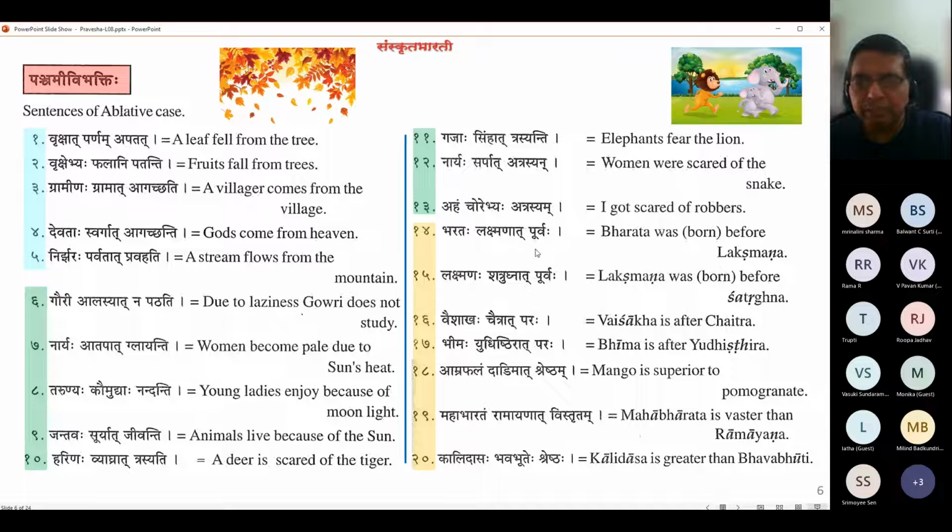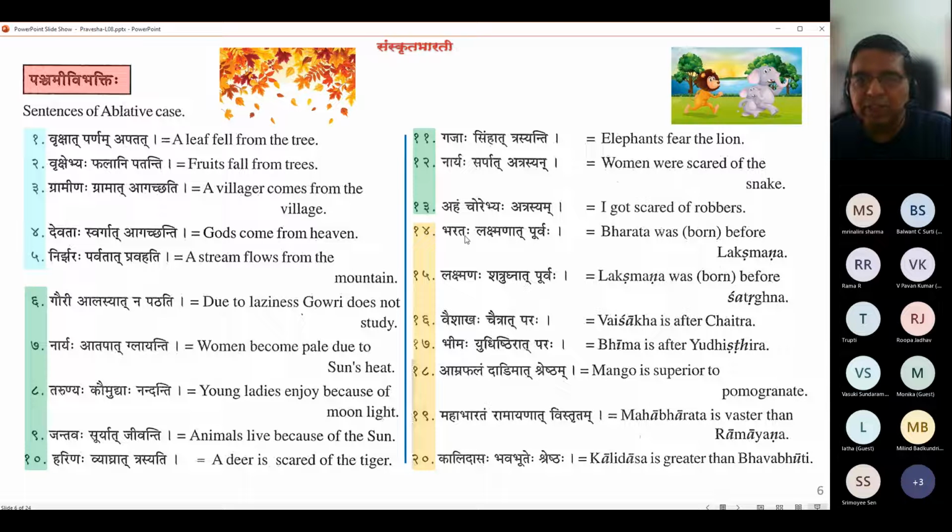So if you see Purva, Para, Shreshta, Vistruta, these are all quality words, right? Shreshta comes again. And of course, the Kriya Pada is missing in all of them.